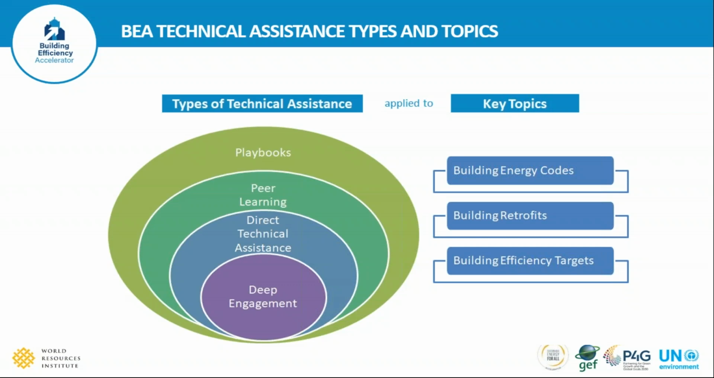And then the most general, we have PLAYBOOKS, which is a new product that we're really excited to share as well, focusing on these 3 key topics: building energy codes, building retrofits, and building efficiency targets. These topics were chosen based on the interest of cities and what we've been seeing cities prioritize. And so the playbooks provide step-by-step guidance to help cities understand where they can start in addressing these key topics and how they can walk all the way through the process from committing to taking action all the way through to implementation and improvement.